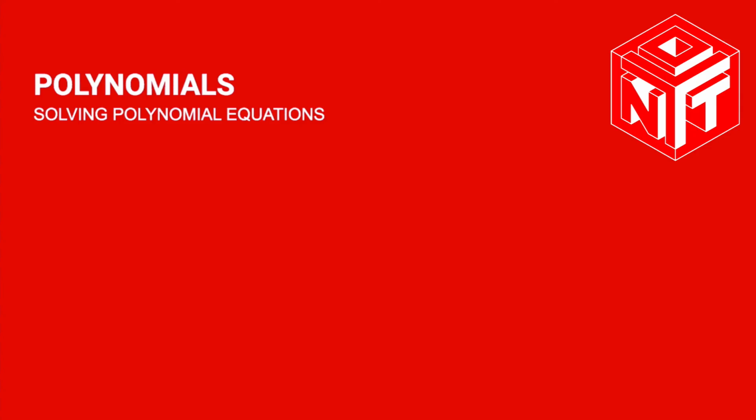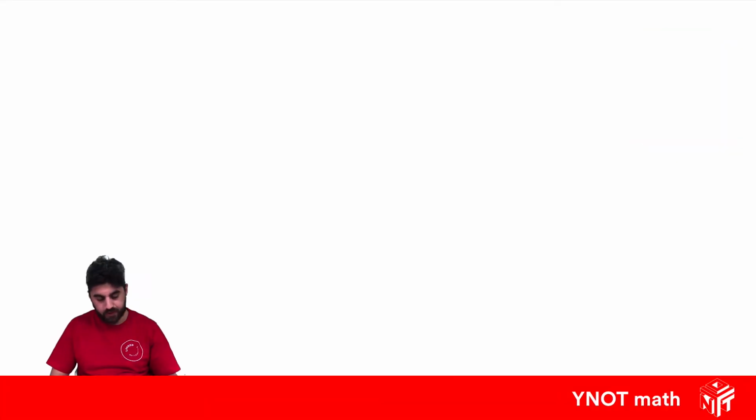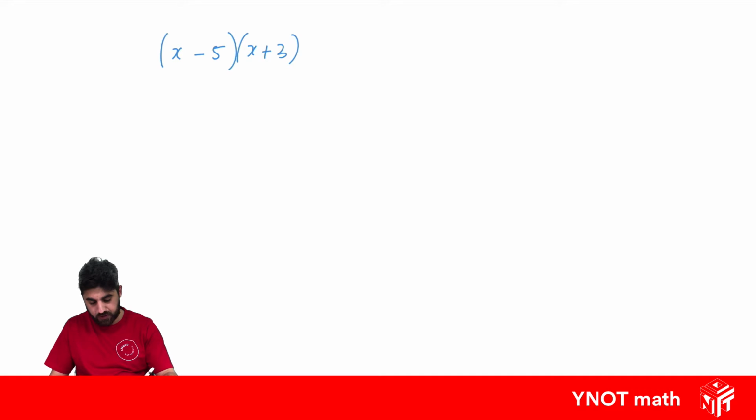Solving polynomial equations. Depending on the equation we're given, it can be easy or difficult to solve polynomials. Let's have a look at a simple one where it's already factorized for us. (x minus 5)(x plus 3)(x minus 1) all equals 0.